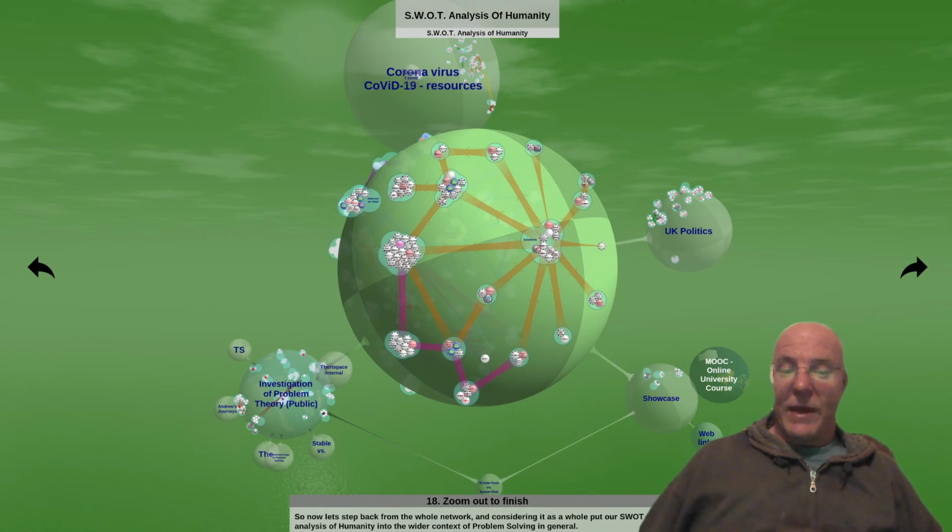18. Zoom out. So let's step back from the whole network and consider it as a whole, put our SWOT analysis of humanity into the wider context of problem solving in general.